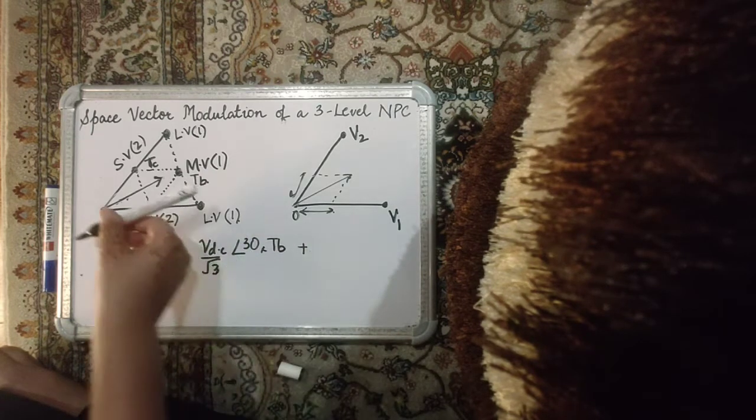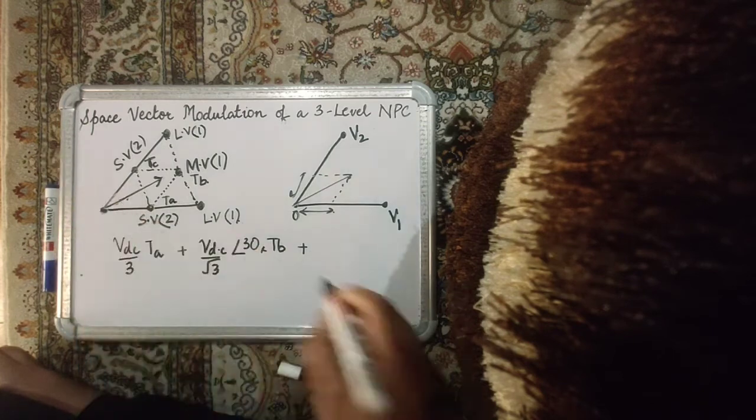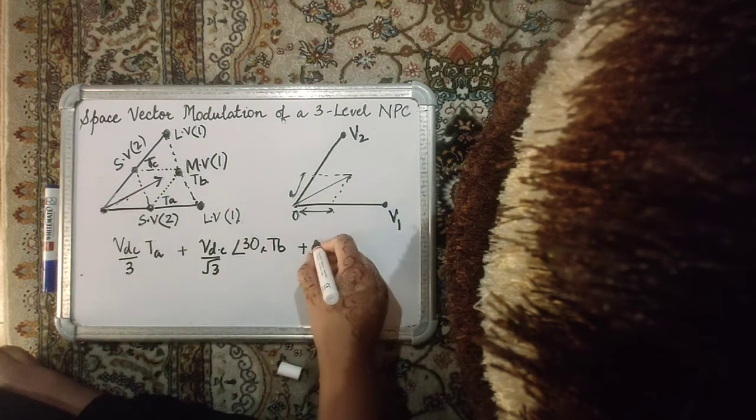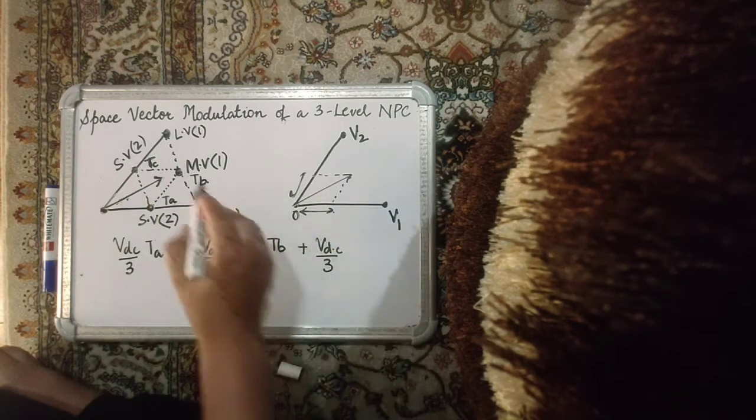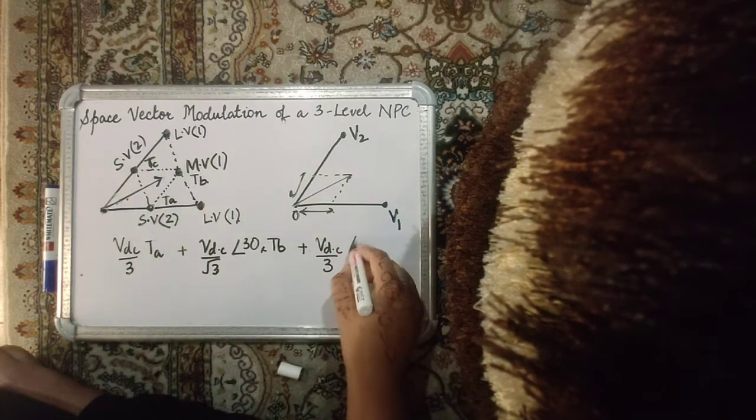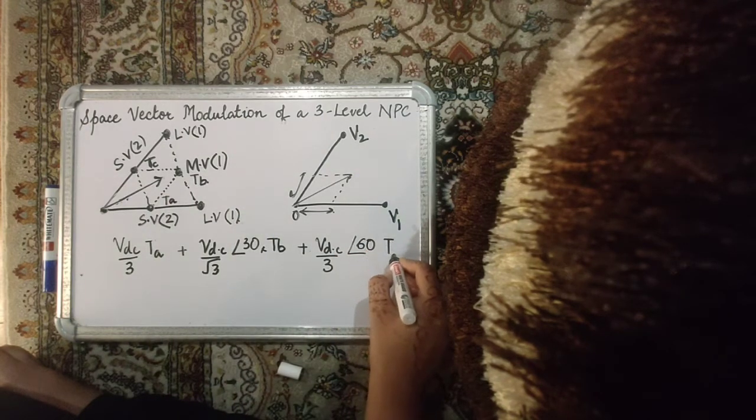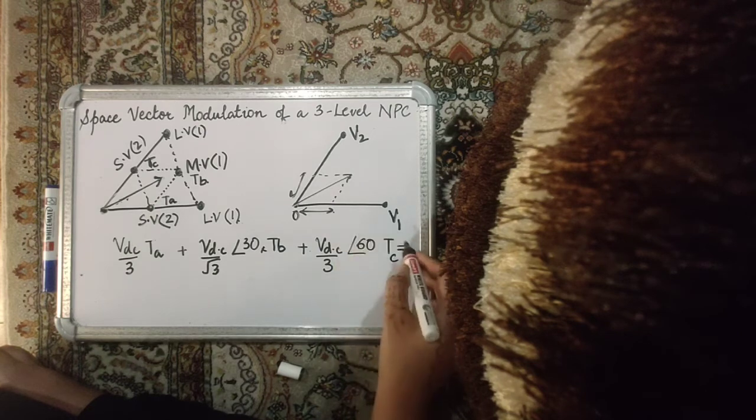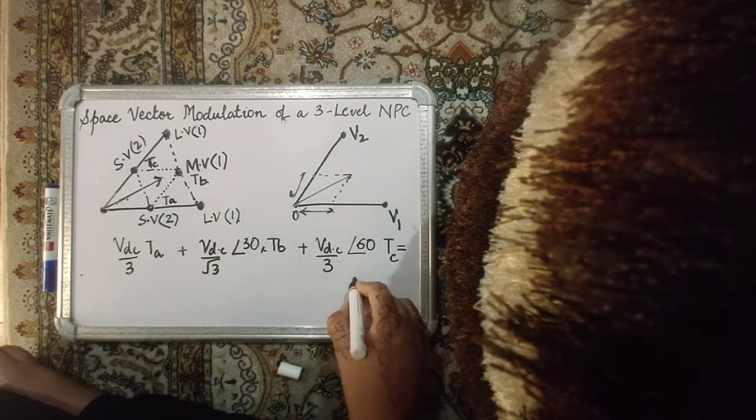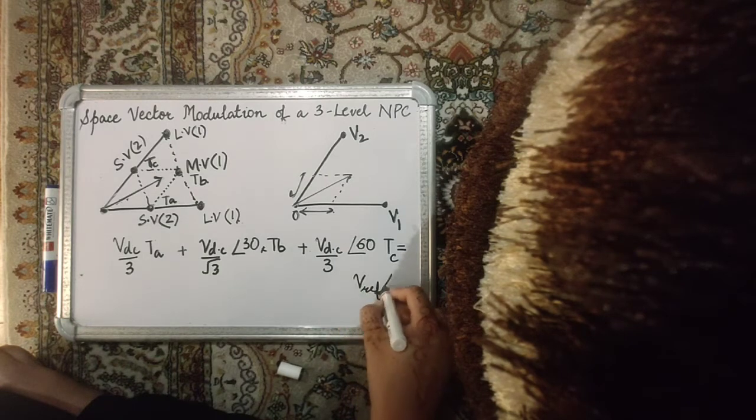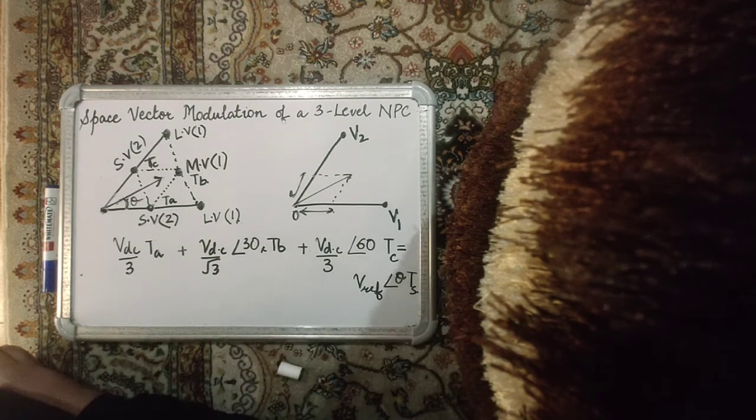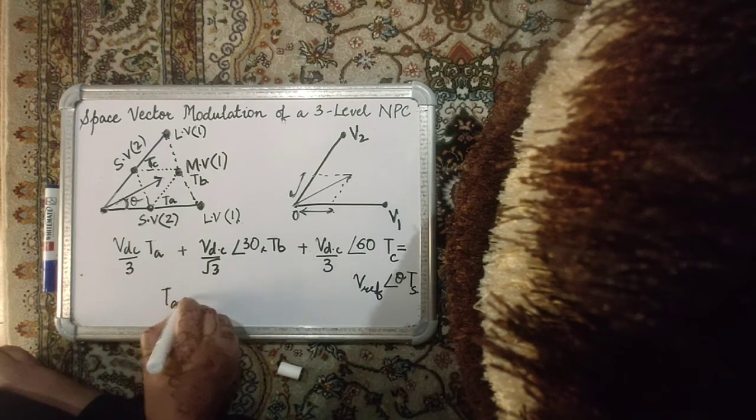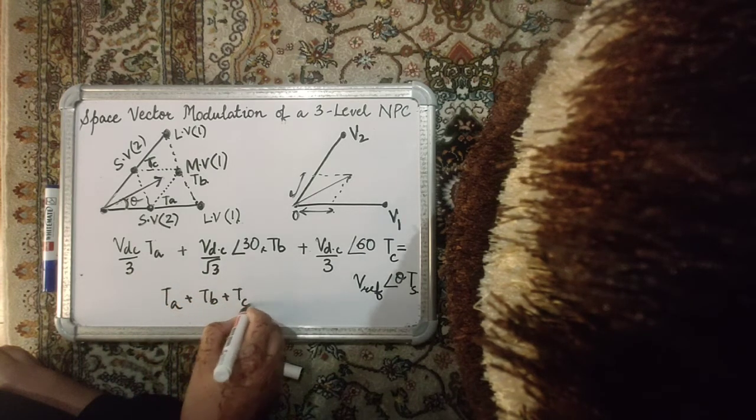Then you have the third state, tc, which is again a small vector, so its length is Vdc by 3 again, and its angle is 60 degrees. So 60 degrees, and this is switched for tc, and all this combined should be Vref at an angle of theta, whatever your theta is, switched for a total of Ts. You also know that ta plus tb plus tc is equal to Ts.